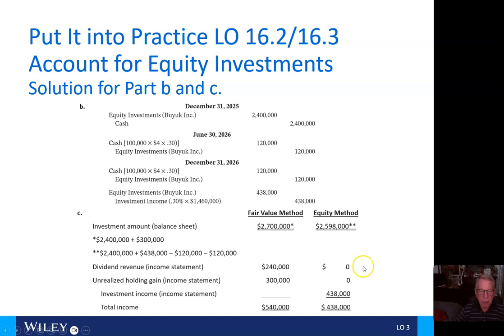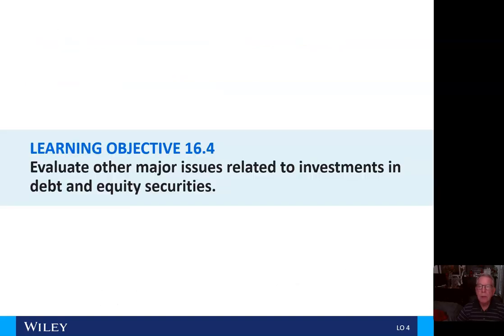Whereas under the equity method, we don't record the dividend revenue, we don't record the unrealized holding gain, but we do recognize the investment income of $438,000, which we have here. Okay, a little tricky. I think with a little study, you'll remember that and understand it.